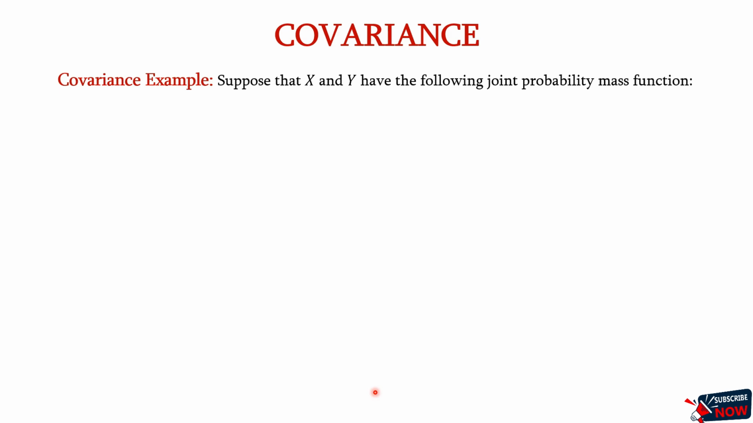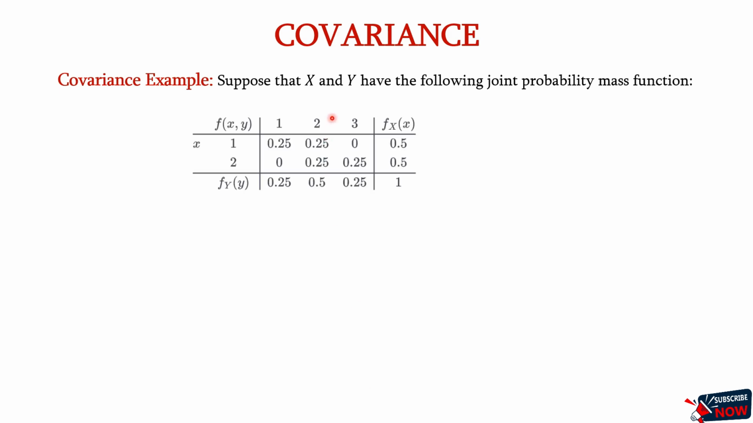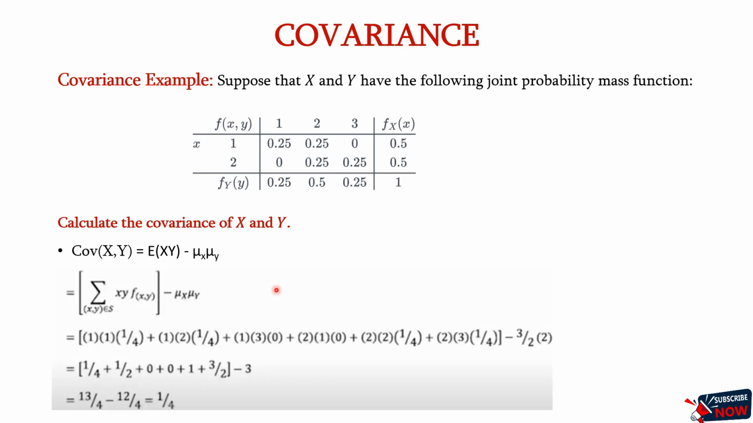So let us see an example for covariance. Suppose that x and y have the following joint probability mass function. Let us calculate the covariance in terms of x and y. So the formula is E of xy minus mu x into mu y. In this, we rewrite the formula as summation of xy into f of x y minus mu x mu y to solve this problem. So xy is nothing but the row is x and column is y. So 1 into 1, you have 1 for x here, that is x into y, 1 into 1 into f of x comma y. f of x comma y is this joint probability distribution.